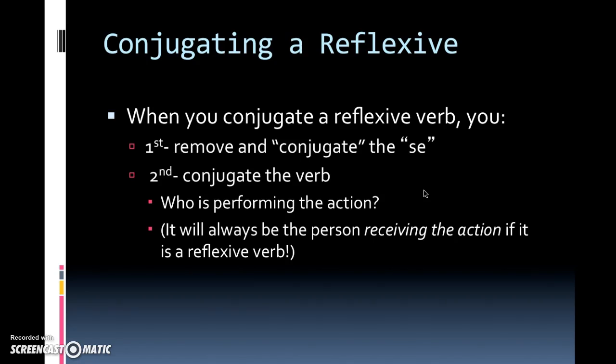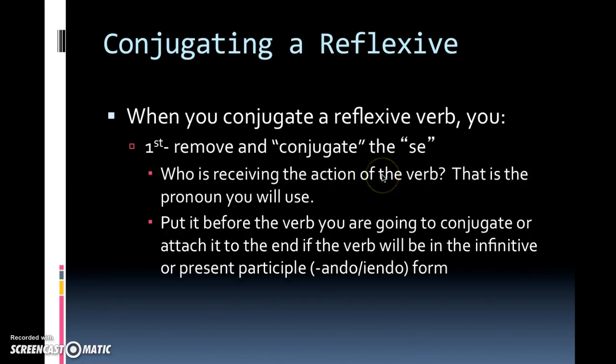Te acuestas for you get in bed. Se acuesta for he or she gets in bed. Nos acostamos for we get in bed. And so on and so forth. Let's go back to this slide. Always ask yourself who's receiving the action of the verb. That's the pronoun you're going to use. Put it before the verb you're going to conjugate or attach it to the end of the verb if it'll be in its infinitive or participle form.